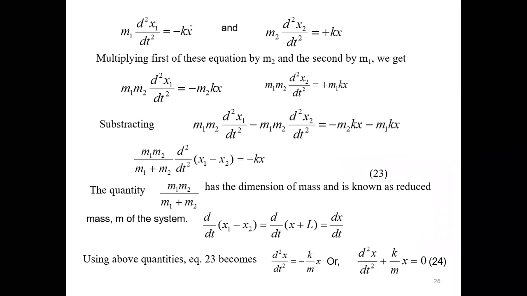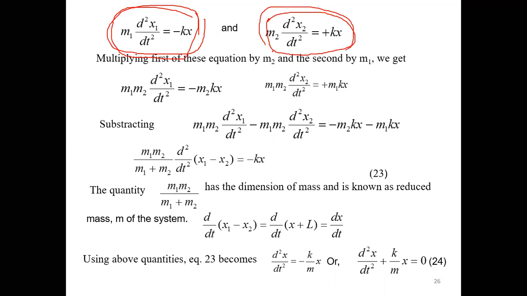So for the first particle, you can write the equation of the simple harmonic motion as m1 d square x1 dt square equal to minus kx. For the second particle, the equation of motion has the positive force kx. We have already explained, if the minus force acts on particle 1, then the plus force acts on particle 2. Now, if you multiply both sides of this equation by m2 and both sides of this equation by m1, if you multiply it by m2, this becomes this one. If you multiply this equation by m1, this will be this.